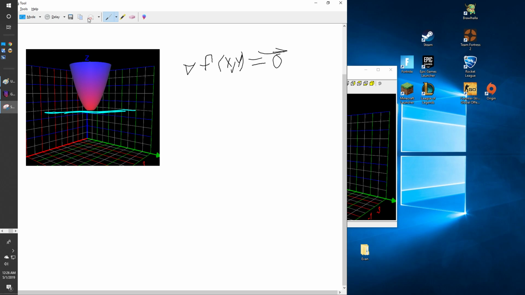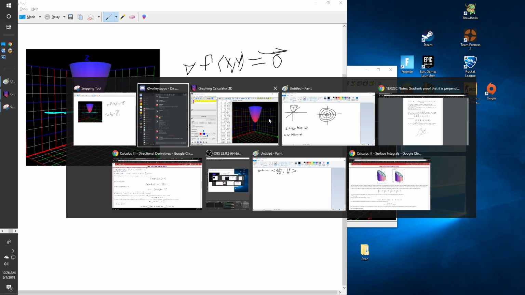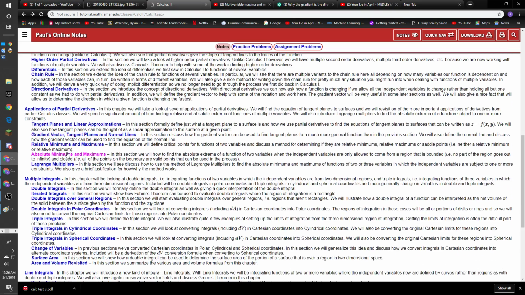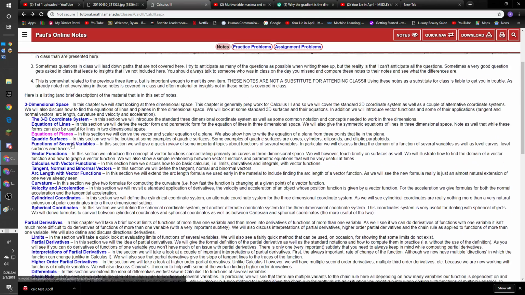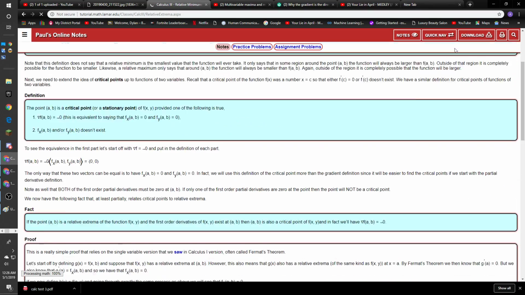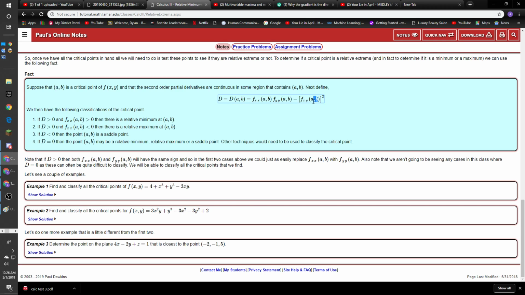And to classify it, it's a formula. I would just suggest that you memorize it. It's f_xx times f_yy minus the square of f_xy. Yeah, pretty easy, and you just kind of memorize that.